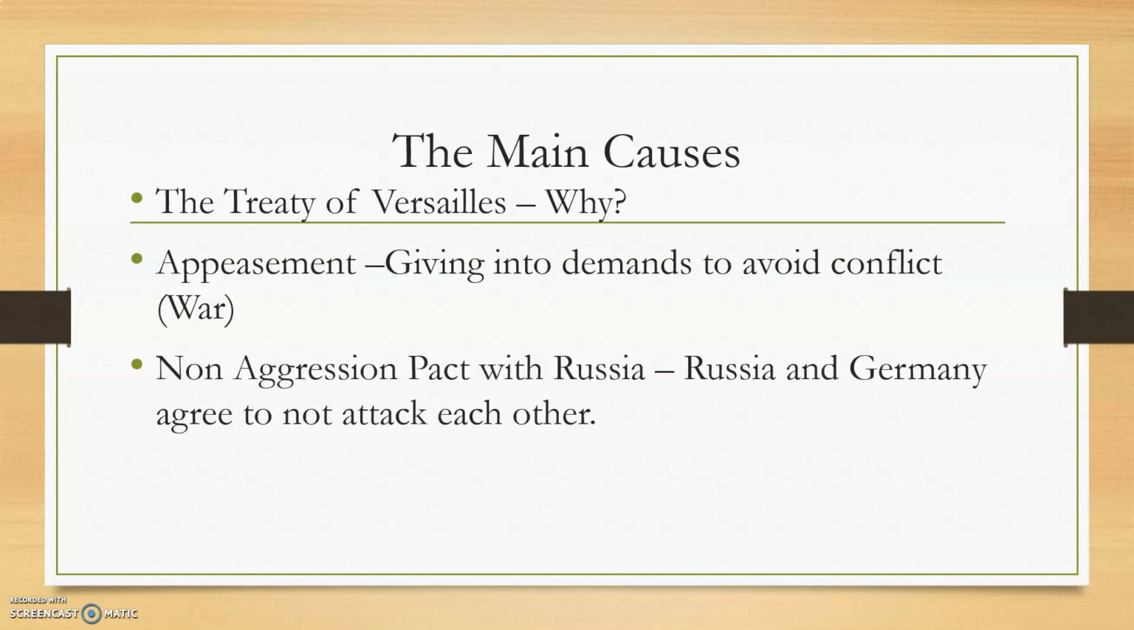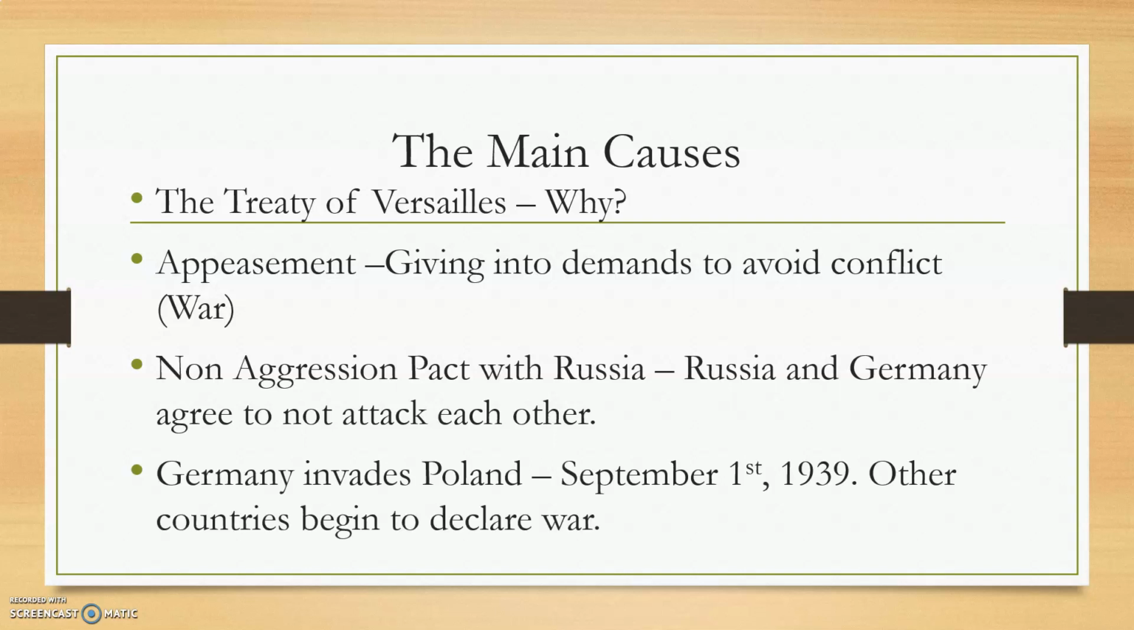In the non-aggression pact with Russia, Russia and Germany agreed not to attack each other. I told you that Hitler is going to end up violating this and attacking Russia. The reason he's doing this is because he wanted their natural resources to help fund his war effort, and then that's going to switch Russia over to the Allied side.